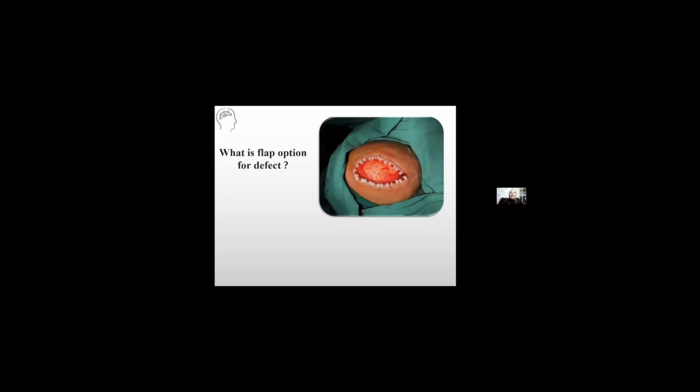Now, small quiz. What is the flap option for the defect? You can take your time to think about the appropriate answer. So, yeah, the right answer is the rotation advancement flap, as we saw here in that picture.